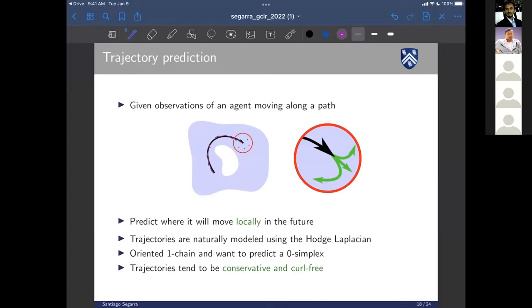And you know, the Hodge theory can nicely model this sort of trajectory, because trajectories tend to be conservative. Whenever you get into a node, you probably get out of that node mostly. And curl free, right? So a trajectory like that might not be very efficient. So in a lot of applications, it doesn't make a lot of sense. Okay. So you will see that there will be some subspaces within this space of trajectories that will be better suited to describe our data and to generalize them to unseen data.